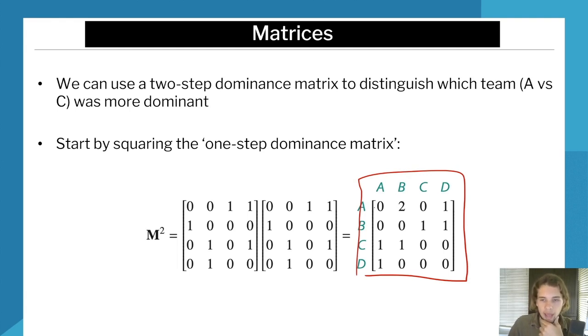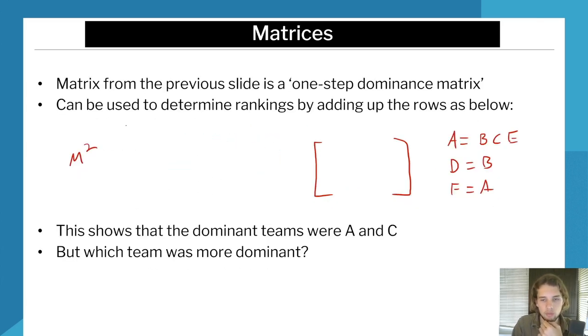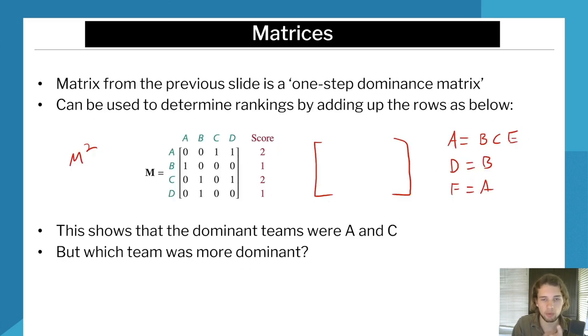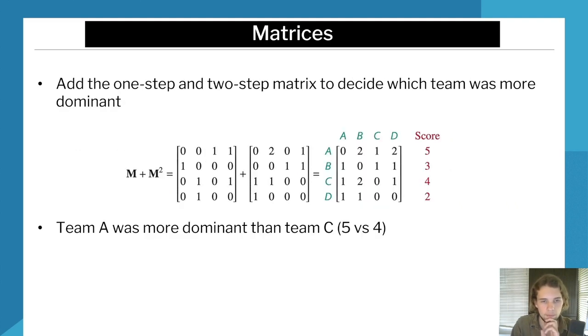Now, A has more points because A was able to defeat C, who defeated more people than everyone else, other than A. So A is winning now because the difference between A and everyone else is A got 2 points, and it was also able to defeat someone who was especially valuable. And that's basically what dominance matrices are.